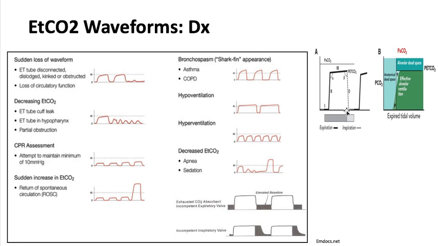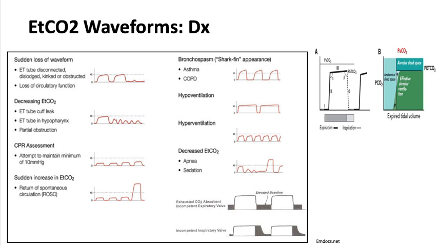So now let's look at some waveforms. Sudden loss of the end-tidal CO2 waveform. Think about, did my end-tidal CO2, which was normal at 40, now it's near 0. Maybe the end of the tracheal tube got disconnected or dislodged or kinked or obstructed, or maybe there's no cardiac output, and those could be the causes of sudden loss of that waveform.